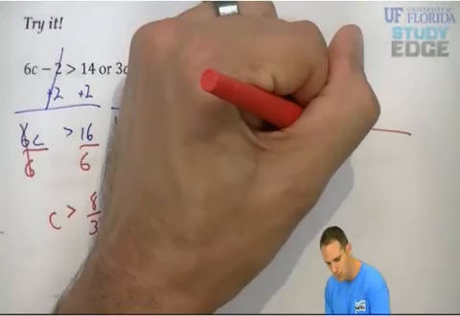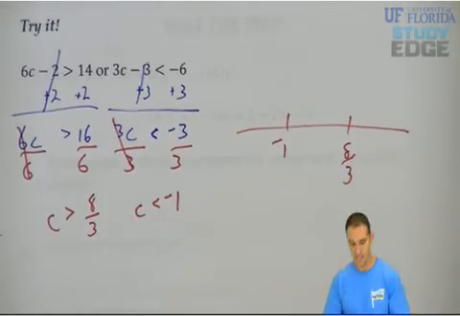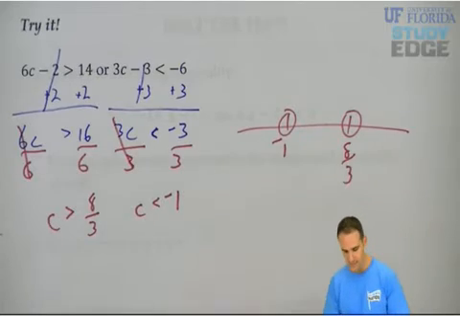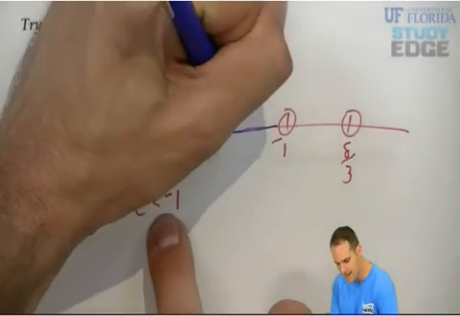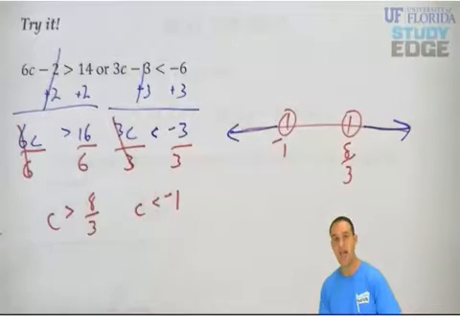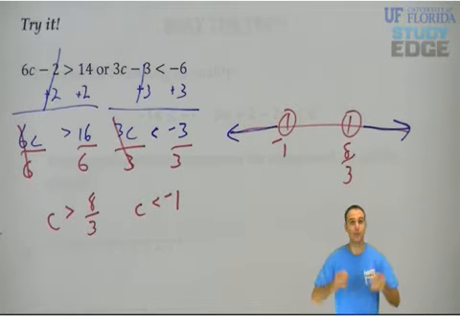So on our number line, we know 8/3 is positive, and negative 1 is negative. Again, open circle, open circle. c is less than negative 1, c is greater than 8/3, and that's the answer on a number line. Let's do one more.